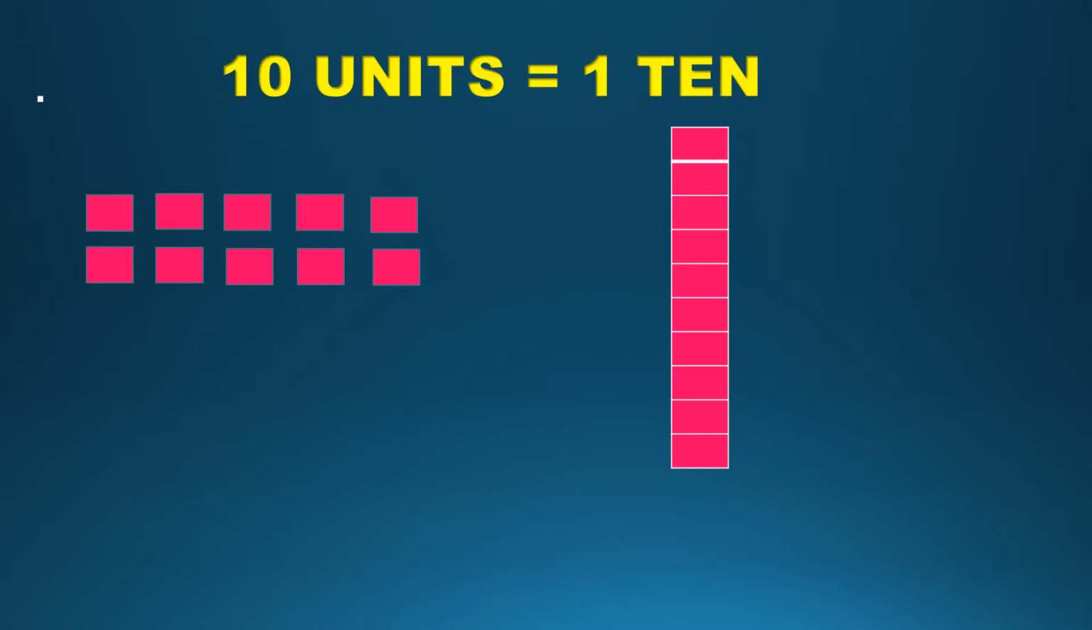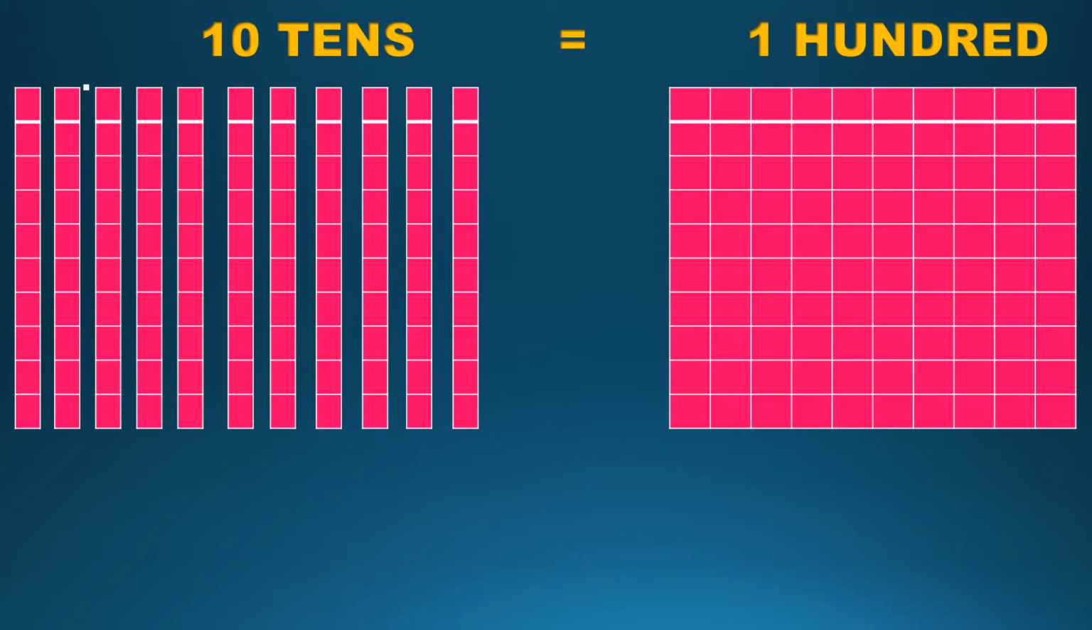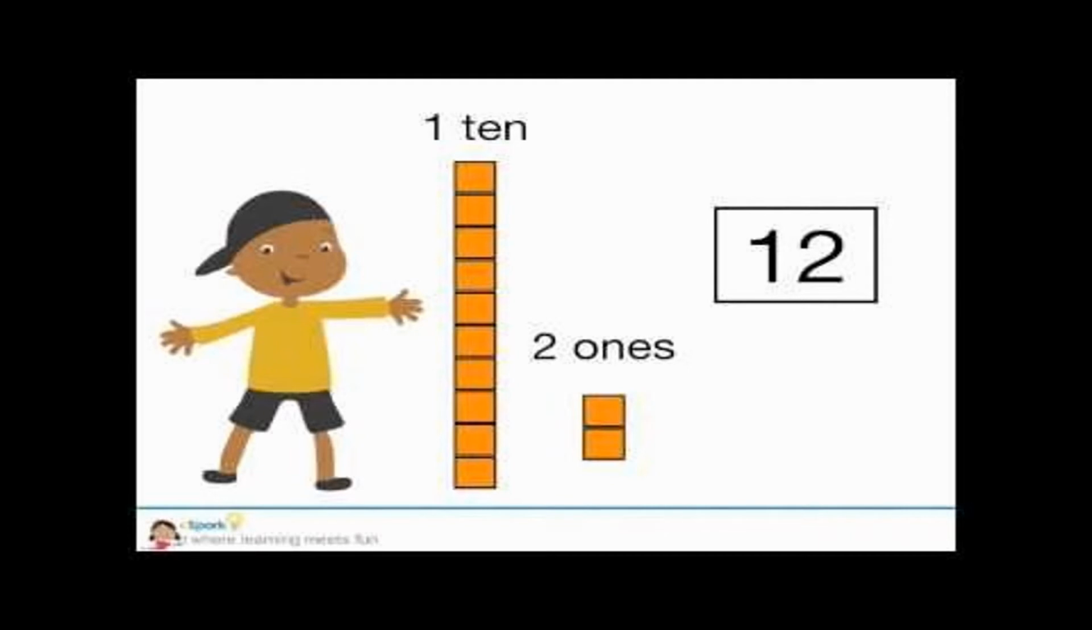So here we have 10 units, which is the same as 1 ten. So what will 10 tens be? Correct. It is 100. Now suppose I ask you, what is 1 ten and two ones or 2 units? The answer is 12.